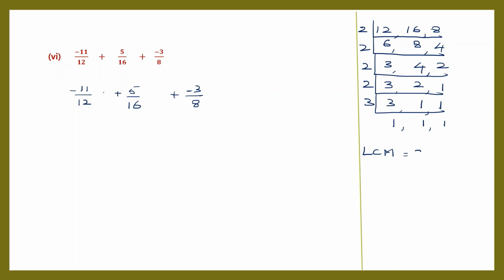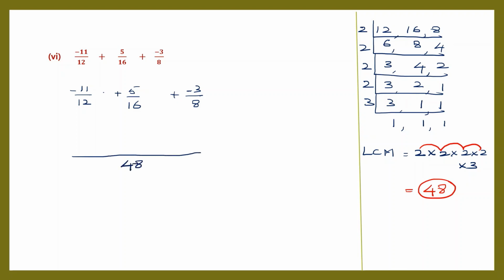LCM is equal to 2 into 2 into 2 into 2 into 3. So let's multiply and see. 2 2s are 4, 4 2s are 8, 8 2s are 16 and 16 3s are 48. So LCM is 48 and we're going to use this as the common denominator here. So let's write 48 as the common denominator for all three.